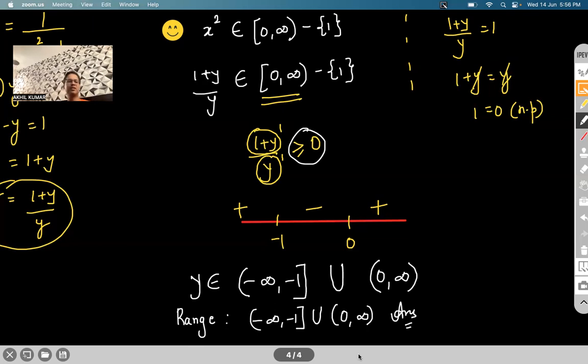Clear, everyone? So the approach is slightly different from whatever we had done in our previous types. So this is how range becomes slightly unpredictable. It is not predictable like how you have for the domain. For domain, there is a ready-made fixed formula to take care of it, but range becomes slightly unpredictable and you have to keep such things in your mind while solving the question.